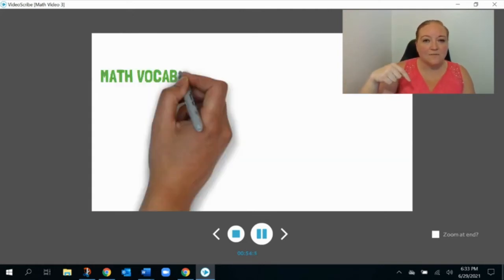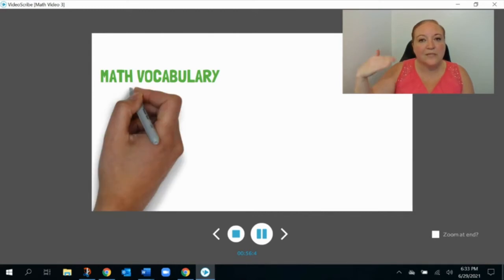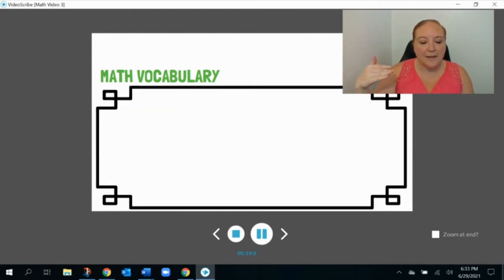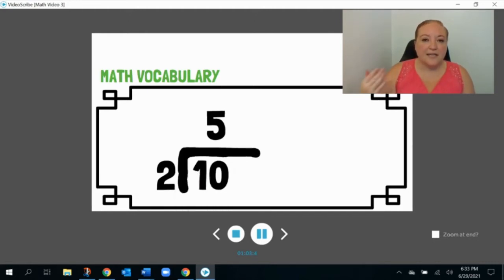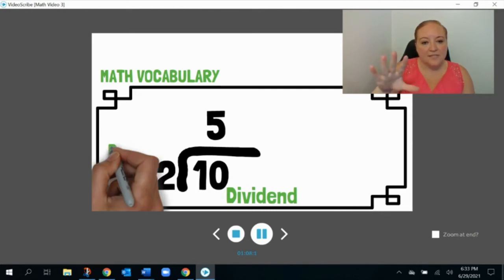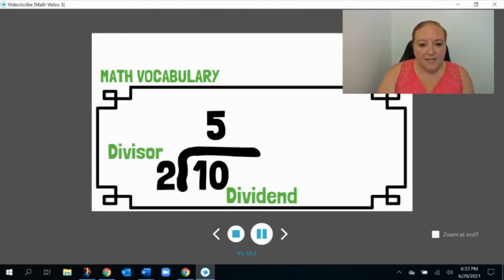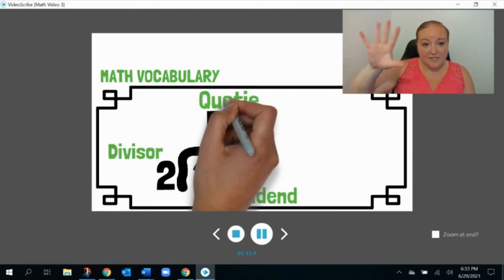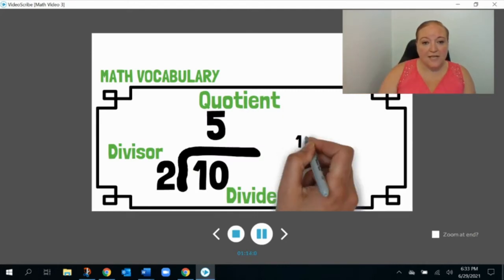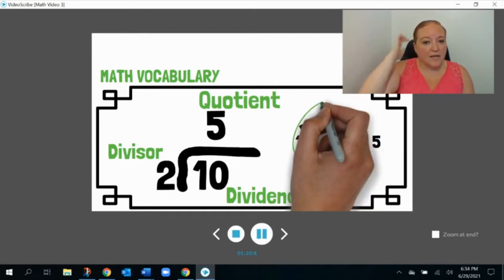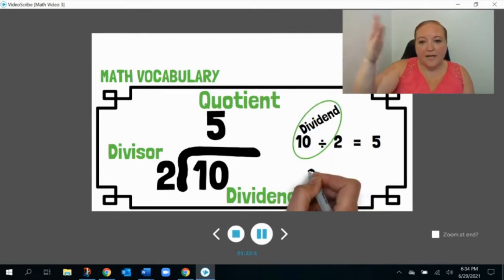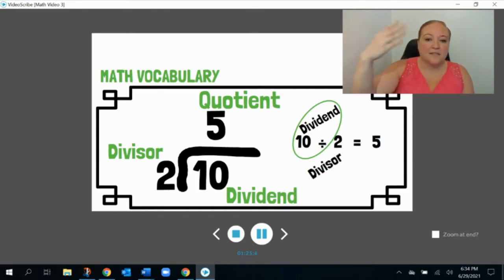Let's talk about those vocabulary words though, so we really understand what we're talking about, all right? So I'm going to draw out some equations, and just like last time, I'm going to want you to take some screenshots. So let's take a look at this right here. 10 is our dividend, 2 is our divisor, and 5 is our quotient. And quotient is like the answer, right? So 10 divided by 2 is 5, right? The dividend is that number.